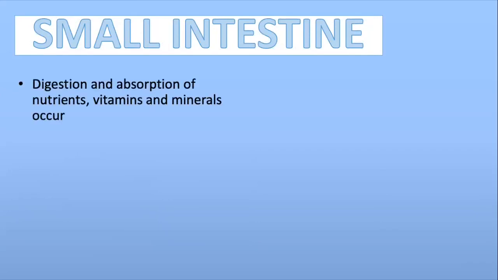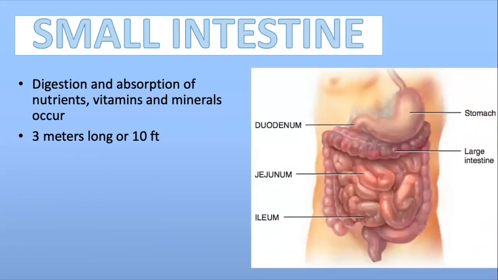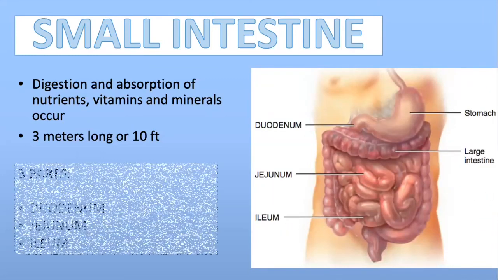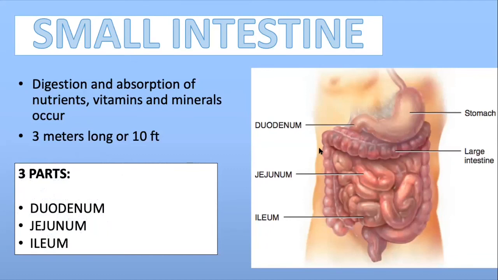Okay? Next, the small intestine. Your small intestine is where digestion and absorption of nutrients, vitamins, and minerals occur. Okay. Your small intestine is about 3 meters long or 10 feet. Okay, so that is your small intestine. Your small intestine has three parts. We have the duodenum. Ito siya yung nakakabit sa ating stomach. Can you still remember? The jejunum. Okay, and we have the ileum.